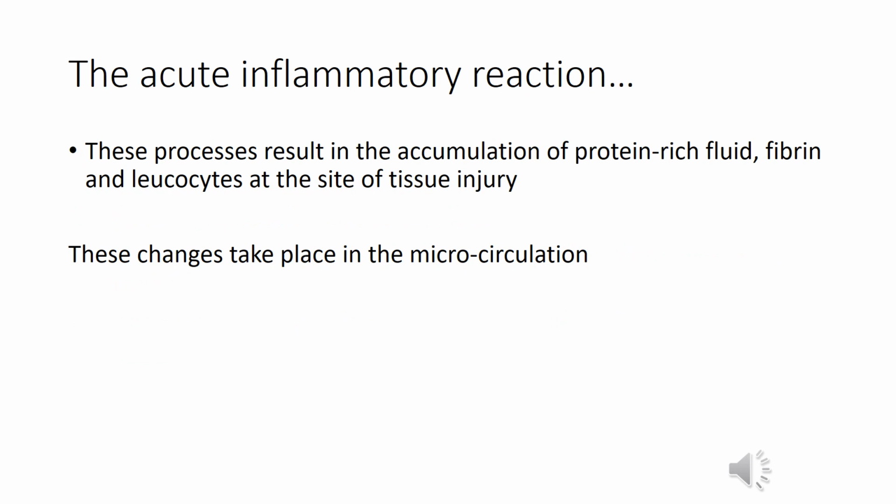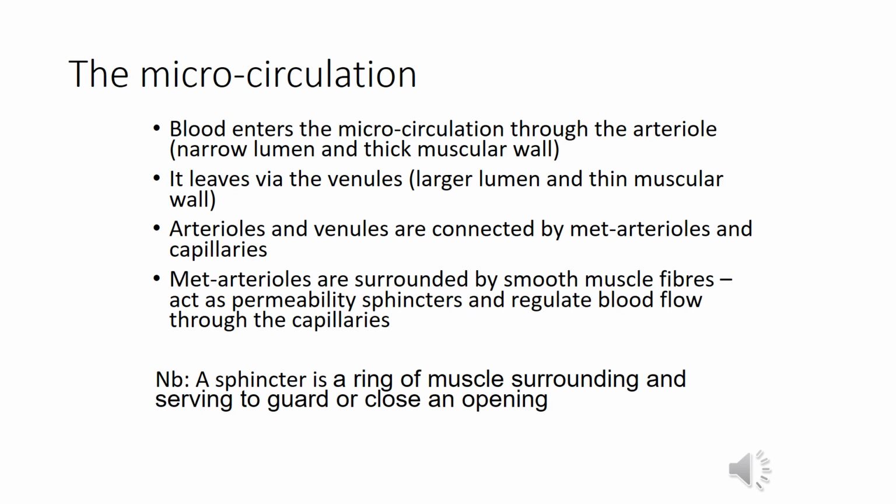Now, like I said, these processes will usually lead to the formation of the inflammatory exudate. There will also be accumulation of fibrin at the site of injury and white blood cells. And like we said, they take place where? At the level of the microcirculation. So, let's talk a little bit about what happens at the level of the microcirculation under normal circumstances.